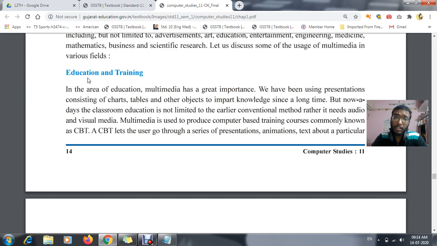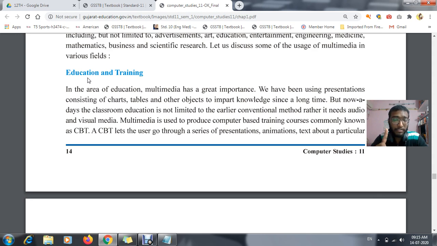So what happens, it not only depends on 20, 200 or 2000, it can go to 10,000, also 1 lakh, because many students can view it. This is the best example of multimedia in education and training purpose.